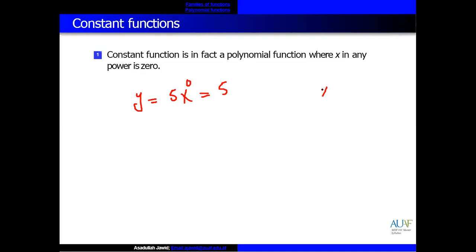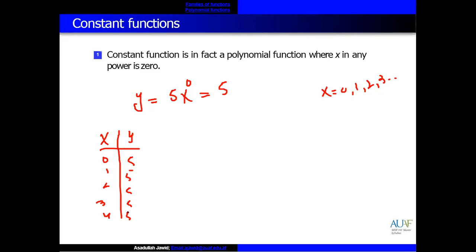If you give any value to x, 0, 1, 2, 3, the value of y will be the same. For example, in a table for x and y, when x is 0, y is 5, x is 1, y is 5, x is 2, y is 5, x is 3, y is 5. You can give any value, but the function will be the same.